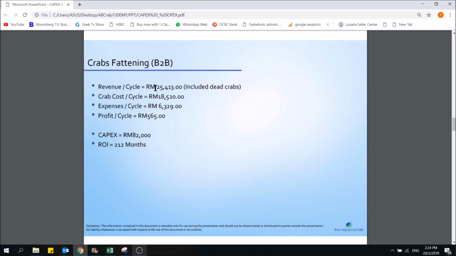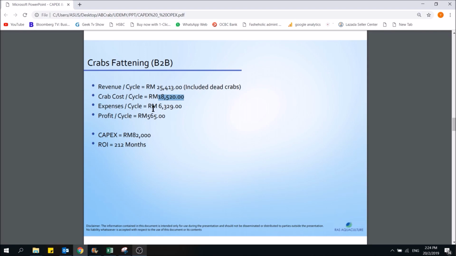One thing you realize is that the revenue per cycle is about 25,000, which includes selling the dead crabs for a certain price. In Malaysia, there's a market for dead crabs. You could sell them to those who are extracting meat, or you could sell them to end consumers that do not mind. Then the crab cost per cycle, the cost required to buy crabs, and the expenses you need is about 6,000, which gives you about 24,000.